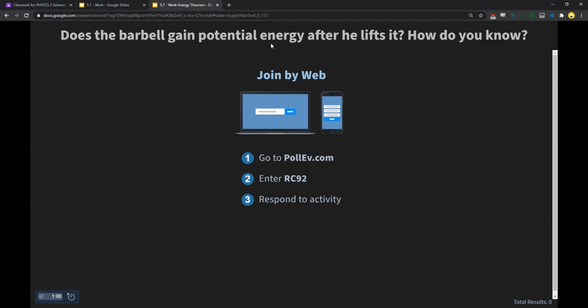Does the barbell gain potential energy after he lifts it? And how do you know? This should be very clear from the previous question. I'll explain the previous question.